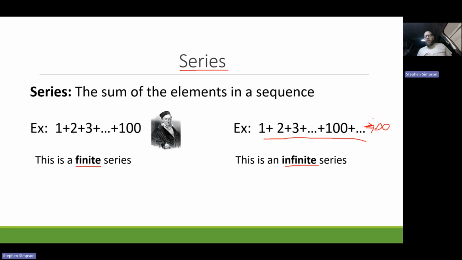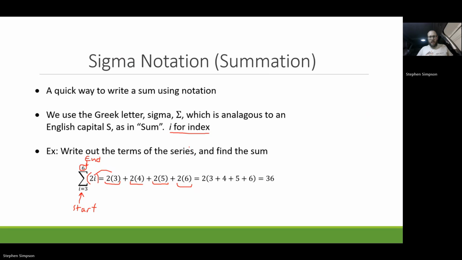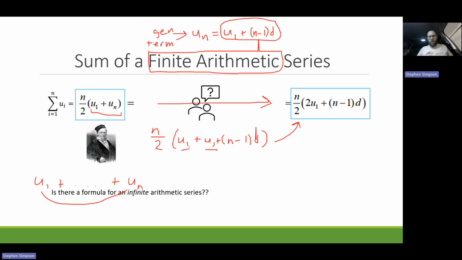It doesn't add up to a number. It could be infinity, or negative infinity if the terms are negative. But regardless, there's not a formula for an infinite series. It doesn't add up to a number. But a finite arithmetic series does. So this formula only applies to series that are arithmetic and finite. Before you use either of these formulas, make sure you double check both of those things.